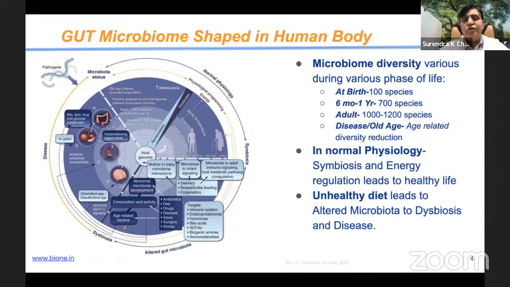An unhealthy microbiome leads to an altered state, dysbiosis, and ultimately leads to disease. In dysbiosis, the first stage before the disease happens, there is an imbalance between the healthy microbiome, the good microbes, and the unhealthy microbiome. This balance is disturbed, and this leads to the first stage, dysbiosis, which then converts into disease progression.